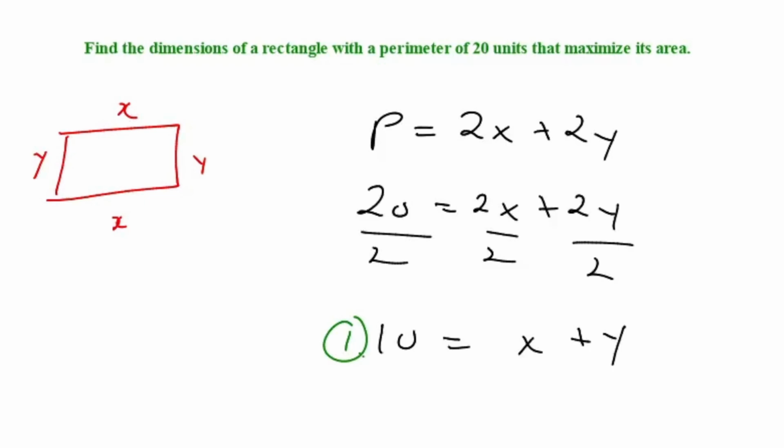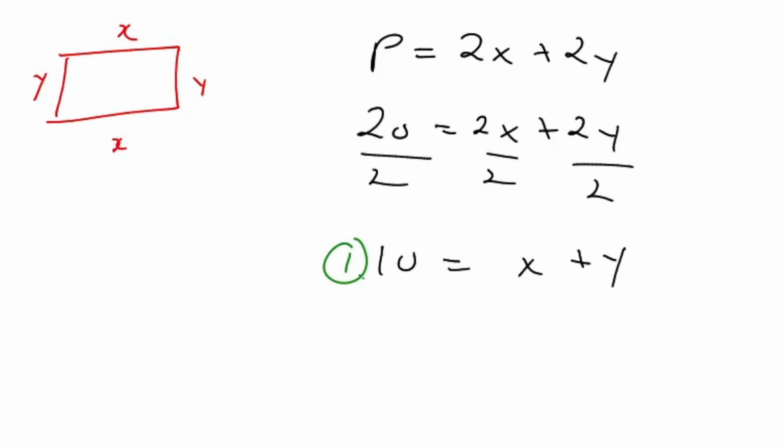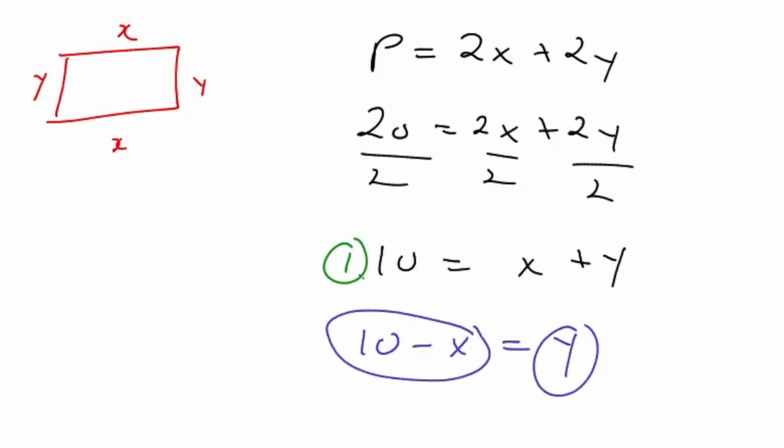What I really want to do is write this in terms of one singular variable. I want to write my y in terms of x, because I don't want two variables in any equation, since it's confusing and difficult to solve. So this is going to become 10 minus x is equal to y. Whenever I have a value of y, I'm just going to put 10 minus x into it.